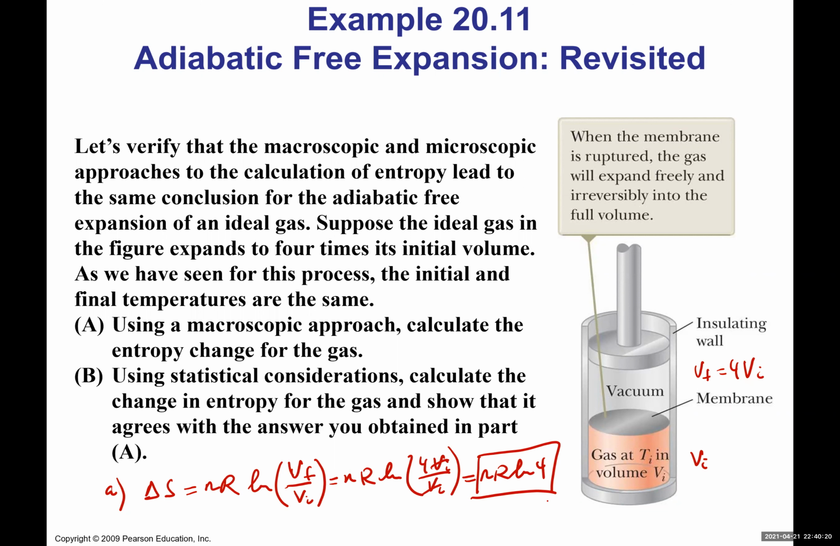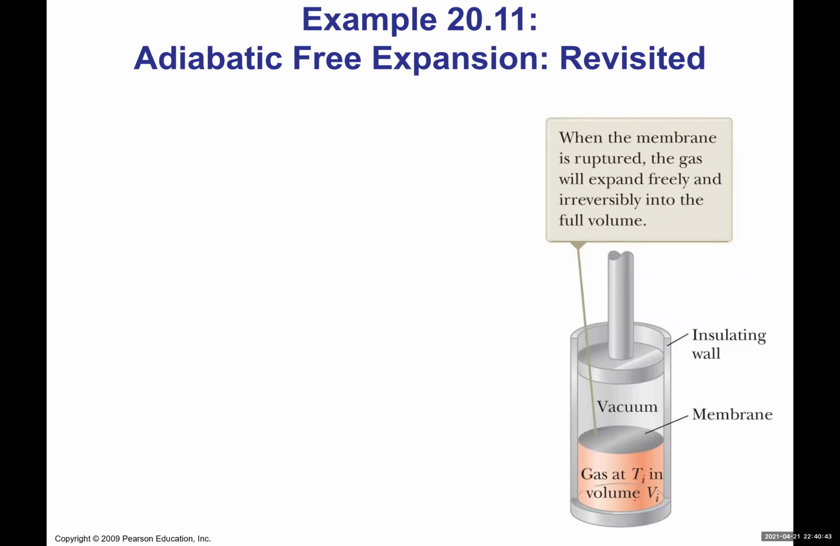That means our calculation for change in entropy is equal to nR ln of 4. Now, next, we're going to look at it in terms of the statistical consideration. That means using the value of delta S equals k_B ln of W, where W here is the probability of the macrostate. So let's look at that approach.